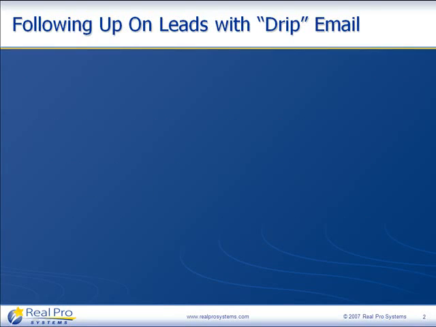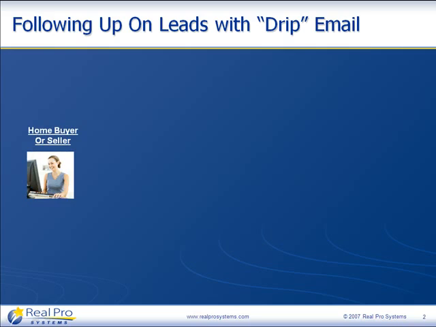When we follow up on leads with drip email, what we mean is that we're going to send a sequence of messages over a period of time. And these messages will tend to have a theme. In other words, collectively they comprise what we call a drip campaign. Let's take an example of how a couple of these campaigns could work.